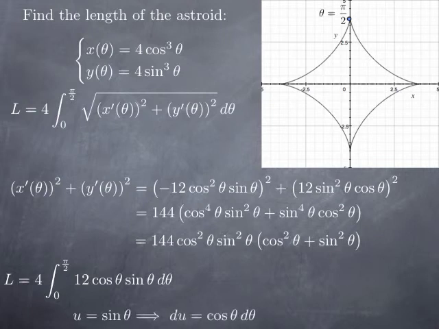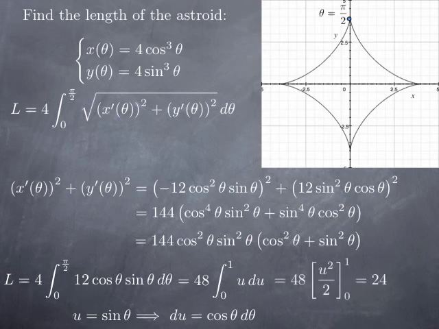Using the change of variable u equals sine theta, you see that cosine theta d theta is just du, and so we obtain 48 times the integral of u du, pulling out of course a 12, which multiplied by 4 gives me 48. And then we change again the bounds of integration, because when theta is 0, then u is sine of 0, which is 0, and when theta is pi over 2, then u is sine of pi over 2, which is 1. An antiderivative of u is of course u squared over 2, which takes the value 1/2 at 1 and 0 at 0, so we get 48 times 1/2, which is 24.